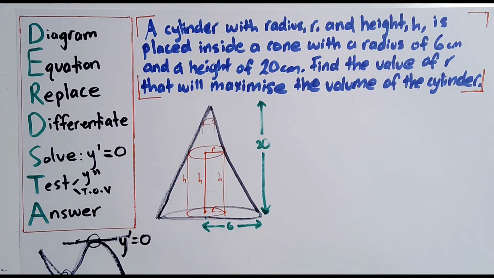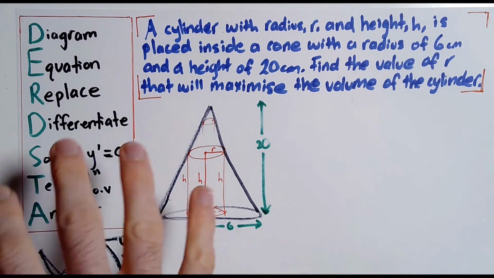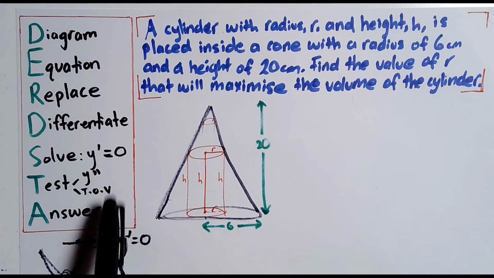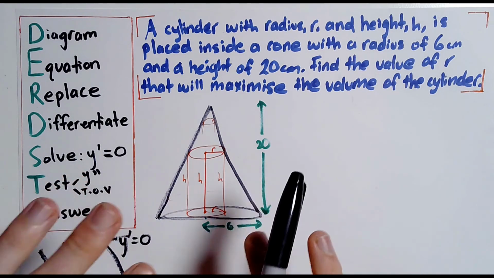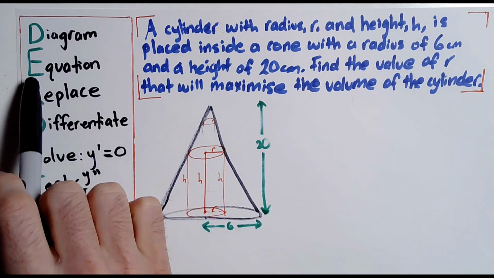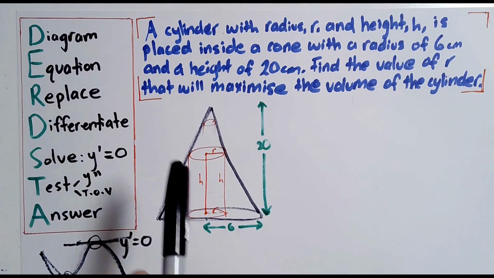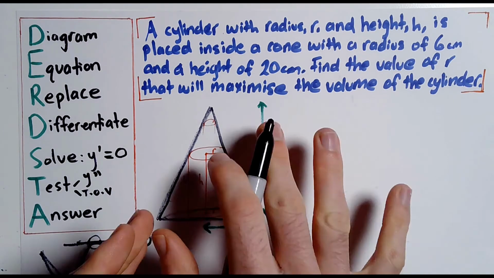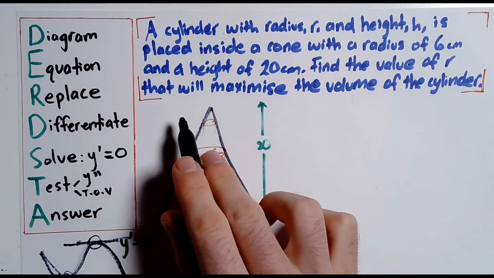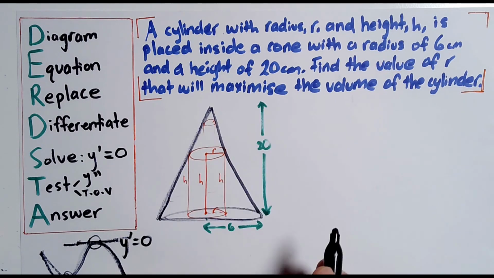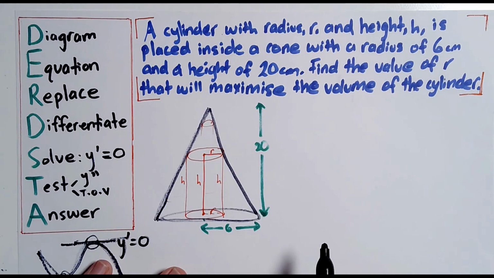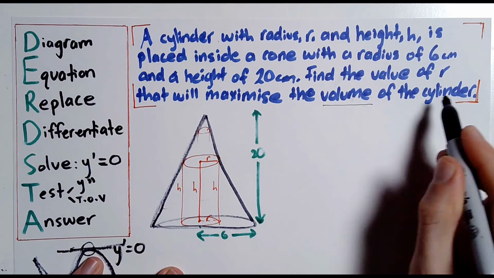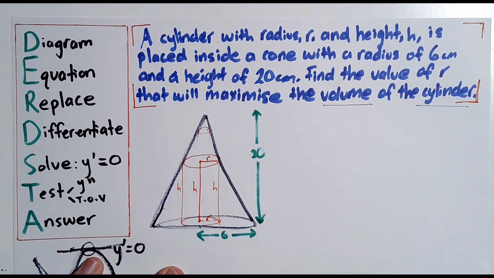The next thing we actually want to do, and this will help us fill in the diagram more, is write in the equation. Now, I've done my diagram, right? I might fill that out a bit more when I know where I want to go with this, but I want to now write the equation or the formula for the thing I'm trying to maximize or minimize, okay? In this case, maximize. Find the value of r that will maximize the volume of the cylinder. So what's the actual equation or formula that's relevant here? It's the volume of the cylinder.